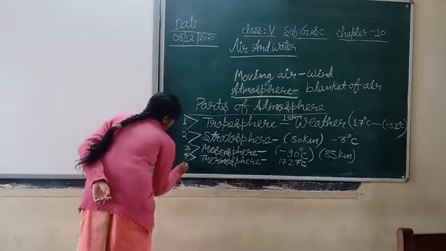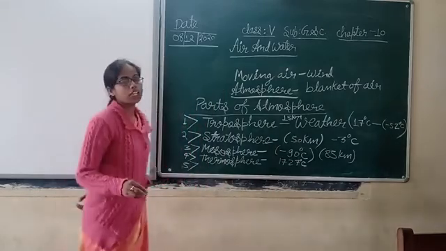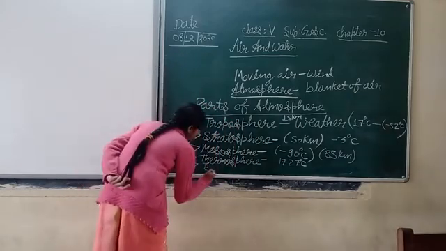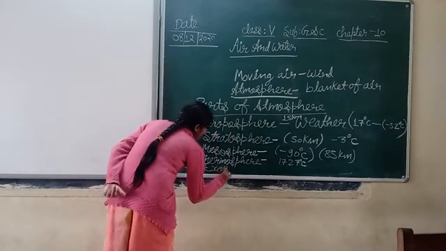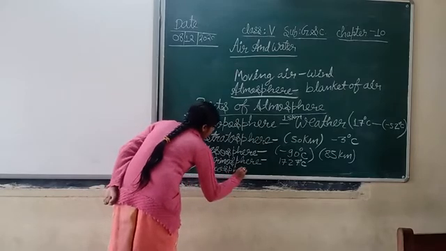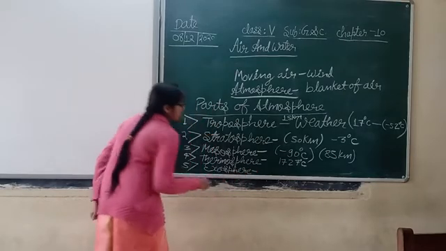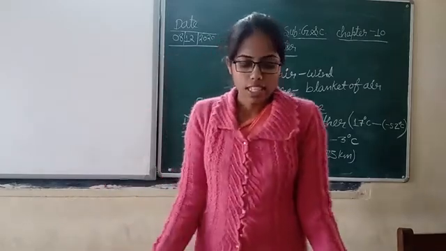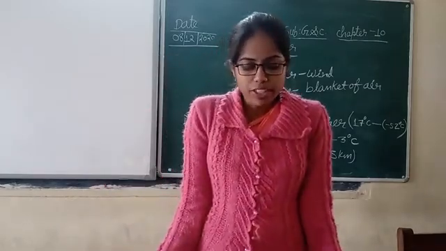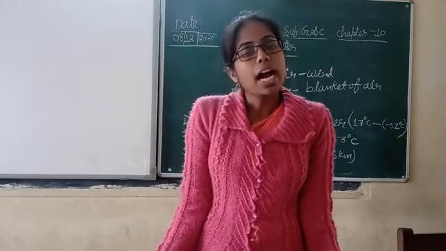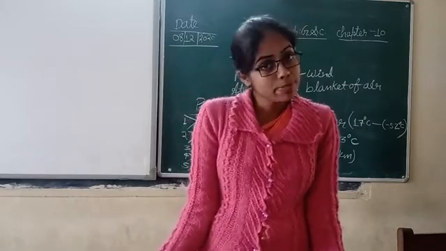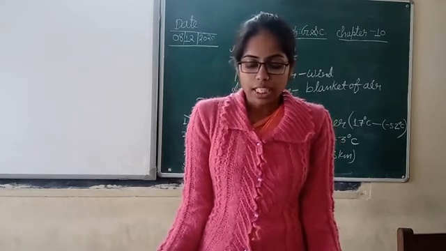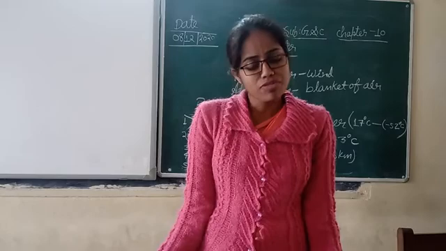Now the last layer of the atmosphere, the fifth layer, is the exosphere. The exosphere is on top of the atmosphere and continues until it merges with space. The Earth's atmosphere becomes very thin here.